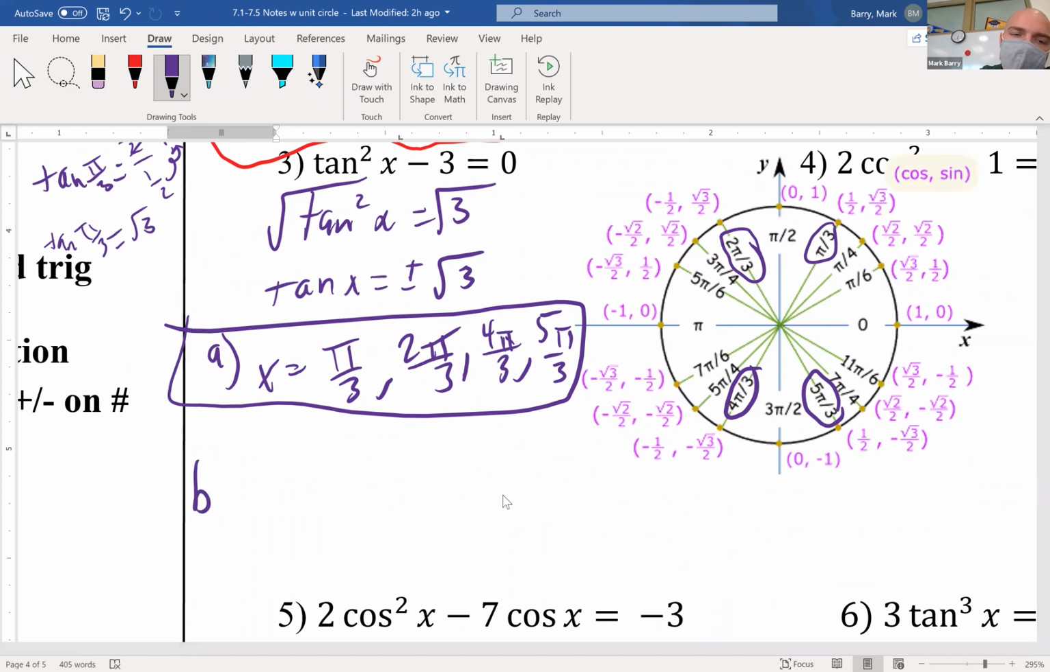All right, so let's move on to part B. Now, part B, out of my answers for part A, do I have any diameter buddies? I'm going to say yes. I actually have two sets of diameter buddies. We see pi over 3 is diameter buddies with 4 pi over 3. They're across the unit circle from each other. So when I'm writing my formula for part B, I would just write the first one plus pi k.